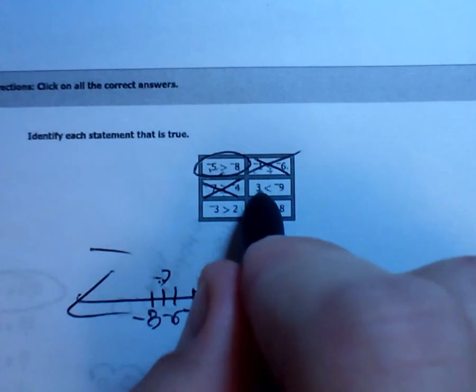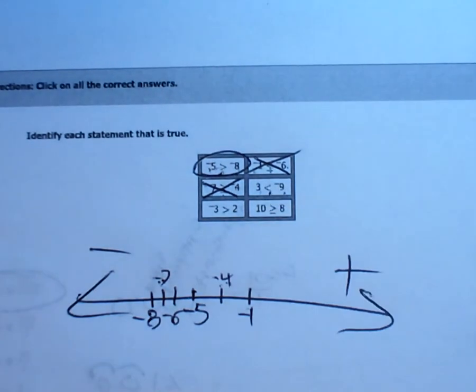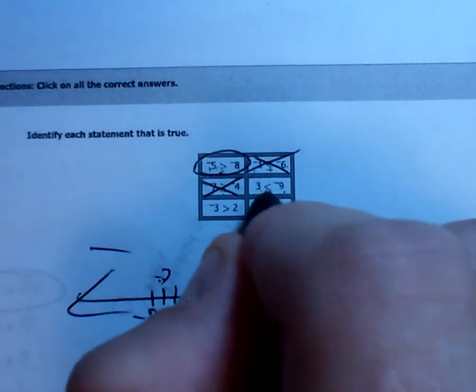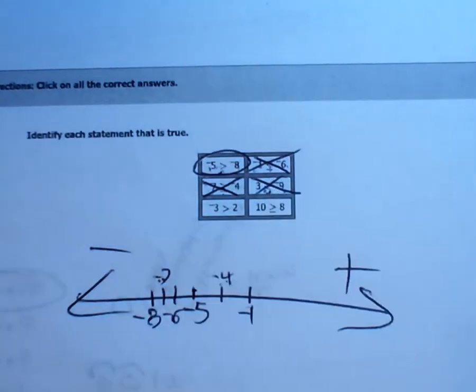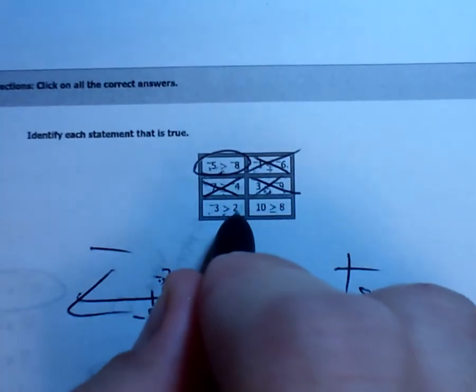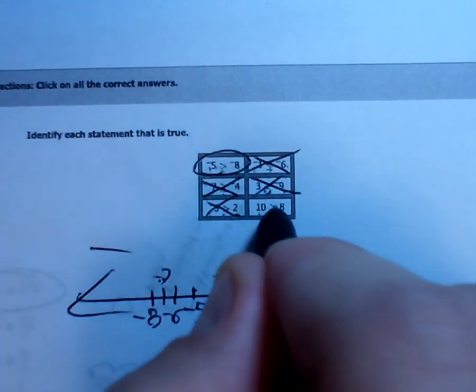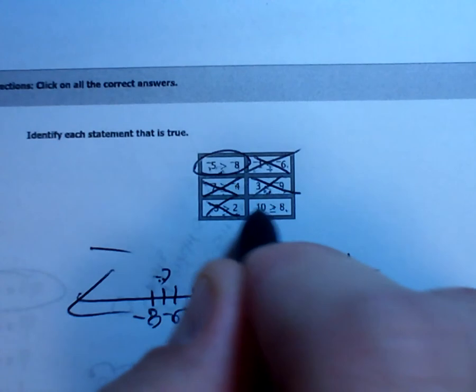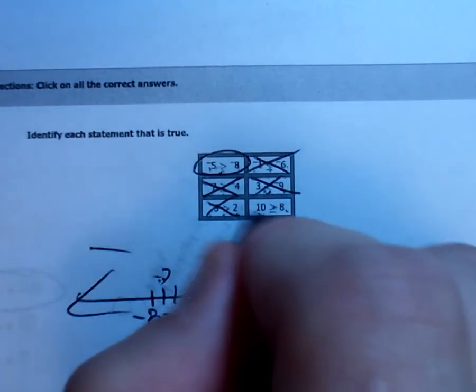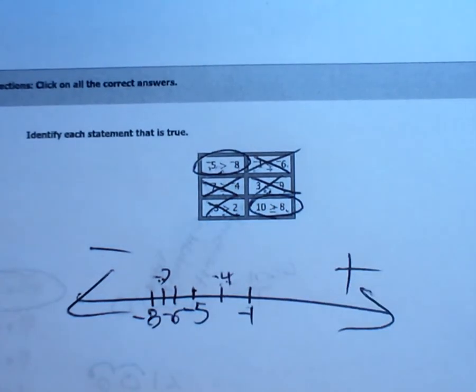All right, 3 is greater than negative 9. I don't even need to put that on a number line. Every positive is always going to be greater than any negative, and this is saying a positive is less than, so that's not true. All right, negative 3 is greater than 2. No negative is greater than any positive. Not true. 10 is greater than or equal to 8. It's not equal to, but it definitely is greater than 8. So these are the only two correct answers on this one. The top left, the bottom right.